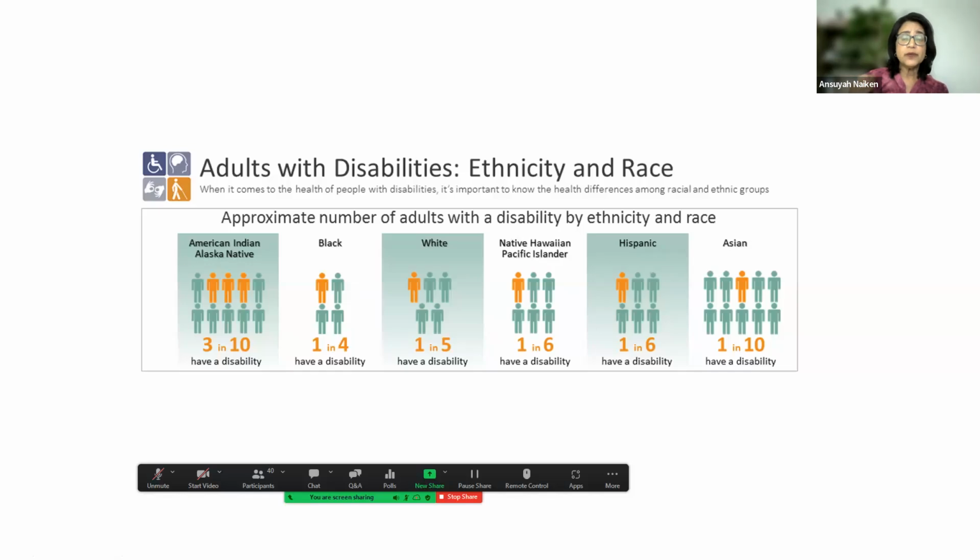And you would notice that when you look at the Asian population, it's the smallest number. 1 in 10 Asians have actually been identified with having a disability. Now, a lot of folks in the Asian community, or a lot of people that do research in this space, have said that they don't quite agree with that number.